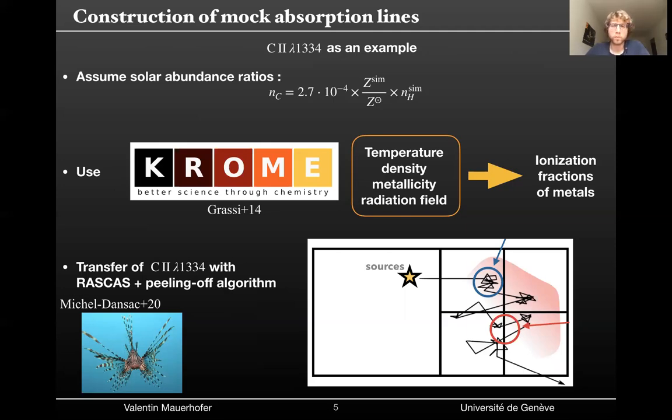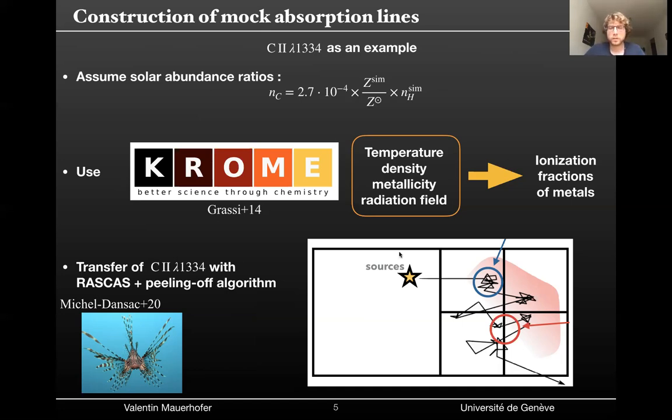For that, we use Chrome, which is a fast code to compute the chemical evolution. So we give it the temperature, density, metallicity, and radiation field in every cell, and it gives the equilibrium ionization fractions. Once we have the density of C2 in the simulation, we can transfer the line using the code RASCAS, which is a new code that is public by Leo Michel Danzac and collaborators. And we use the peeling off algorithm to create mock spectra from a different direction of observations.